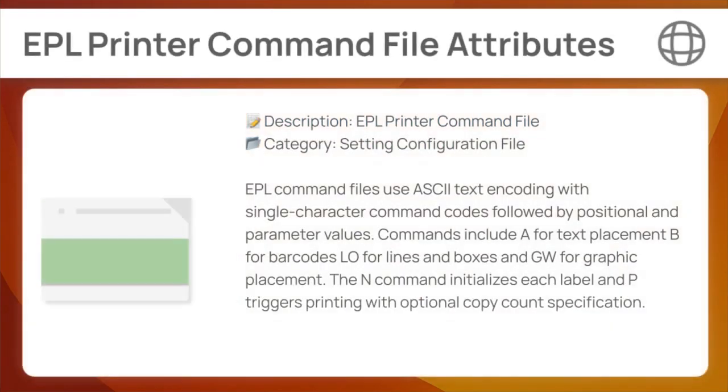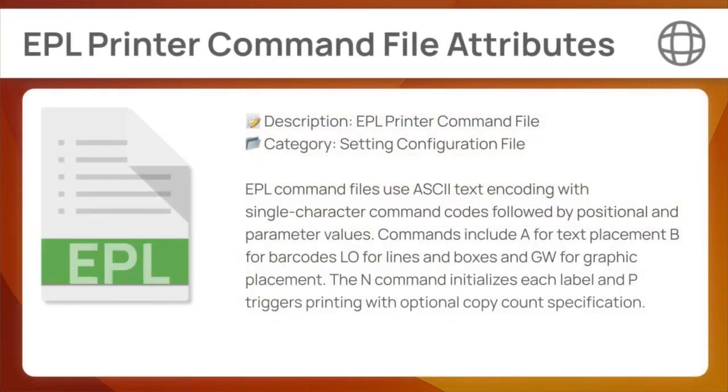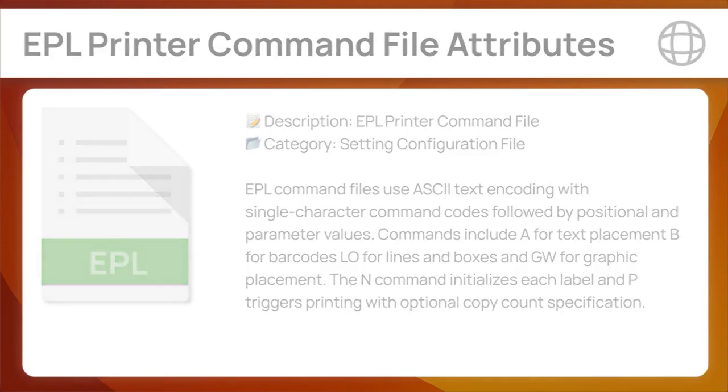EPL command files use ASCII text encoding with single character command codes, followed by positional and parameter values. Commands include A for text placement, B for barcodes, LO for lines and boxes, and GW for graphic placement. The N command initializes each label, and P triggers printing with optional copy count specification.